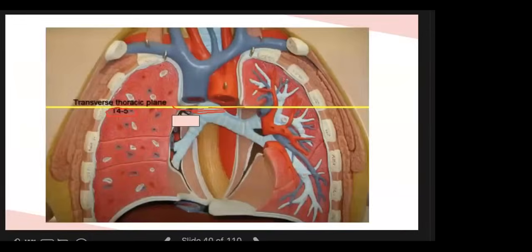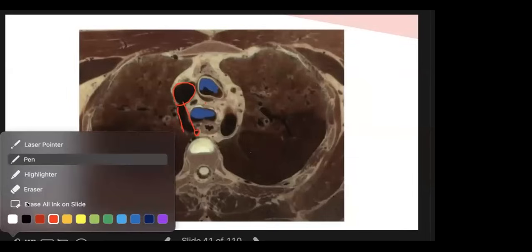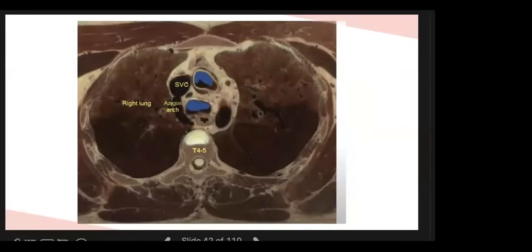Okay, we'll go back to this image. What can we see? We can see the anterior SVC. We can see a small vessel right beside the esophagus, posterior to the SVC, and it drains into the SVC. That's how we know this is the azygos vein. Is that clear? Yeah, that's clear. All right. Perfect. And this is T4, T5.